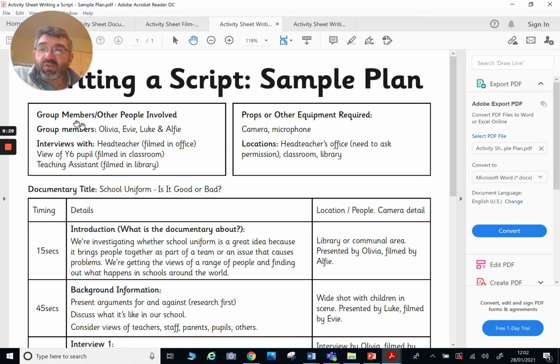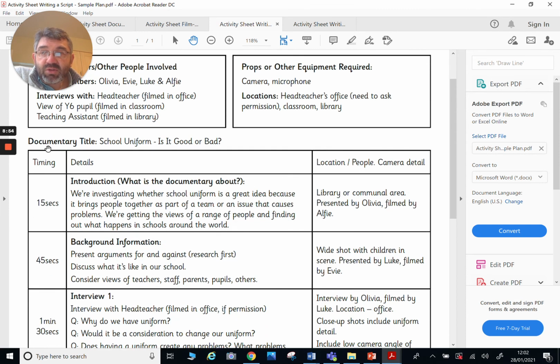For instance, we start off here, group members, other people involved, okay? So this would be as if you were in class, but at home you might be listing your family members who might be doing this, okay? Interviews, who's being interviewed? And this one, that's the head teacher who's being interviewed. There's a child in year 6 being filmed. Props required, camera, microphone, mobile phone. Locations, where are you doing interviewing? Documentary title, school uniform, is it good or bad?